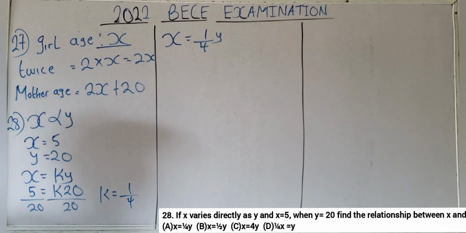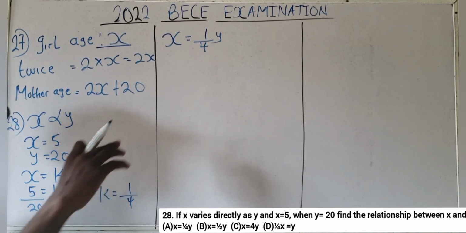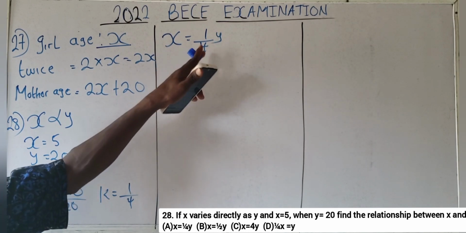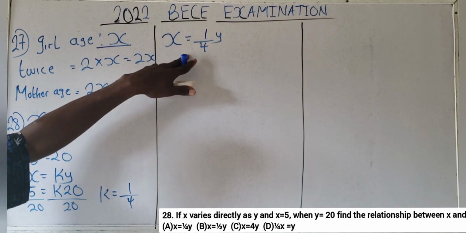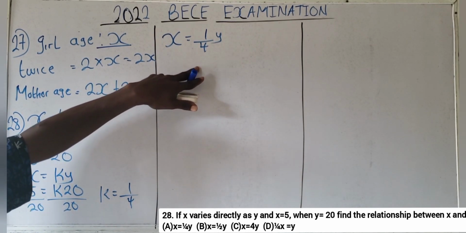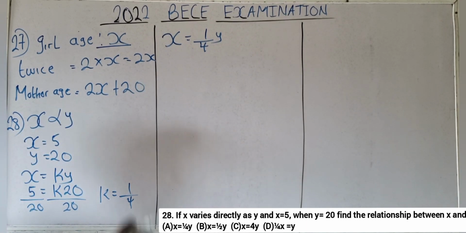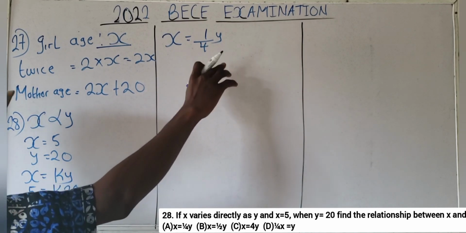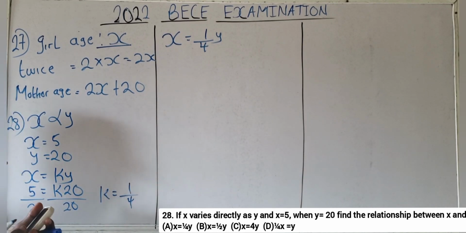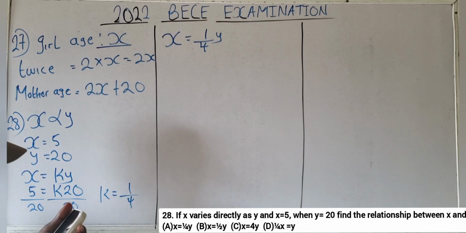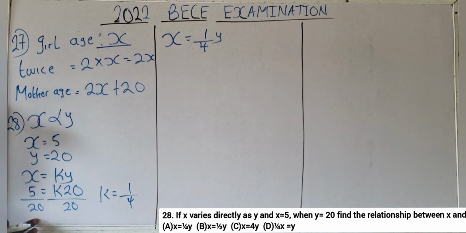You can see now that x is not equal to y directly. This proportionality constant, the 1 over 4 that you see here, tells us the changes that happen to y, even though x is only single. That is why we have x is equal to 1 over 4 y. Now, if you check the options, the right option there is option A, that is x is equivalent to 1 over 4 y. Okay? I'm very sure you understand.